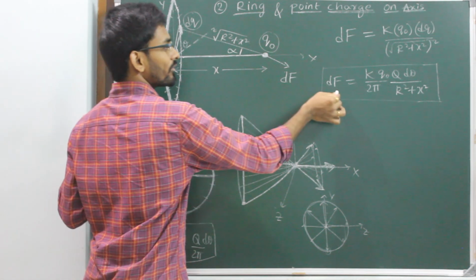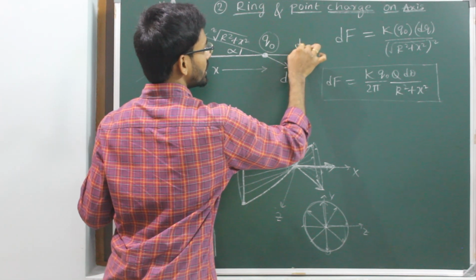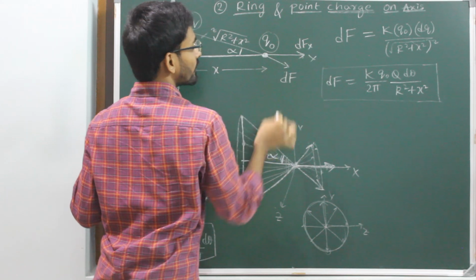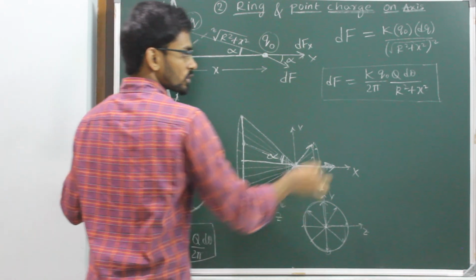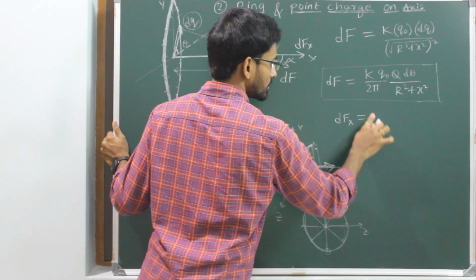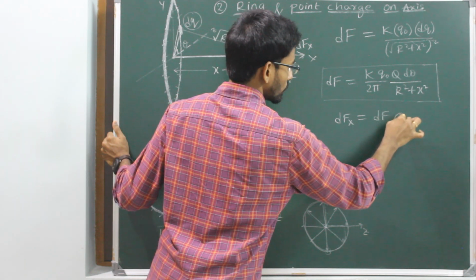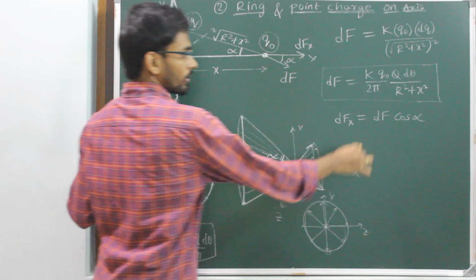So now we have df. Let us take the x component in the x direction, dfx. This angle will be alpha. So dfx will be df into cos alpha. Okay guys, so now let us substitute.